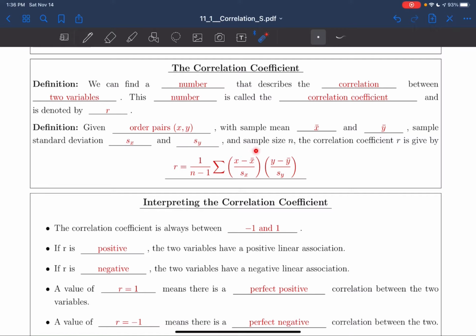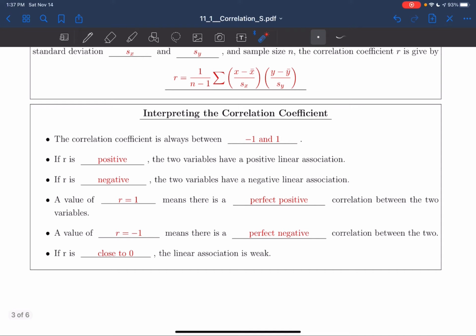This seems like a very complicated formula, so that's why people use technology to compute it. For this class, I'm going to show you how we could get this value using Excel, and it's actually a lot easier in Excel. But before we do that, we want to interpret what our correlation coefficient actually means.